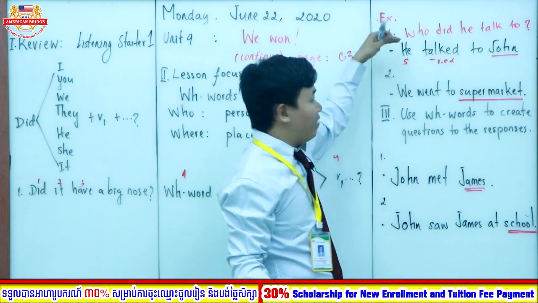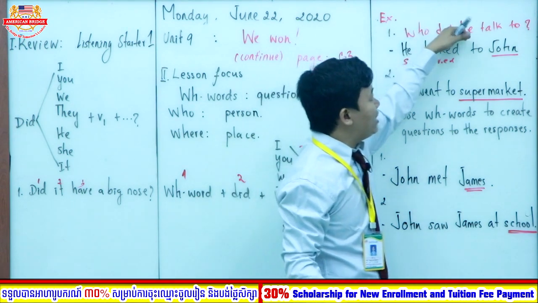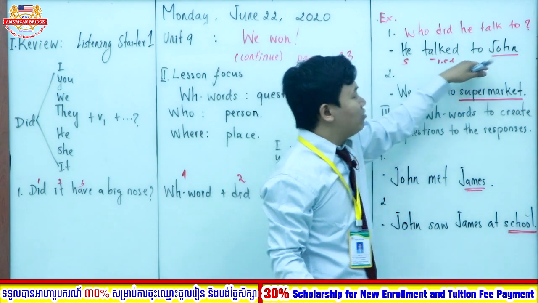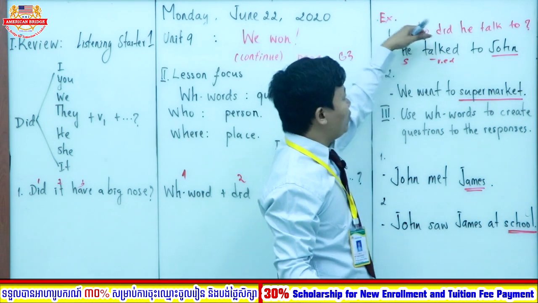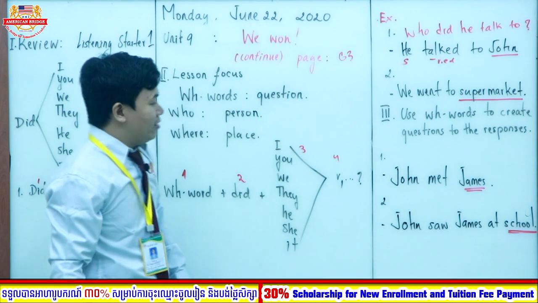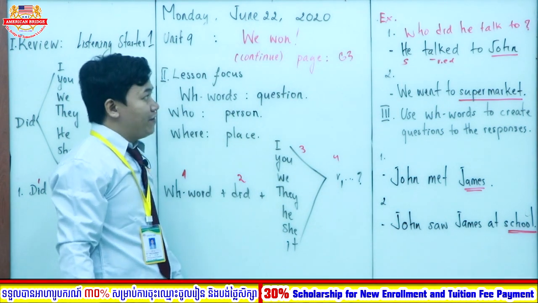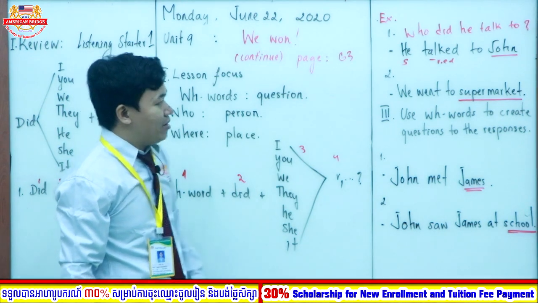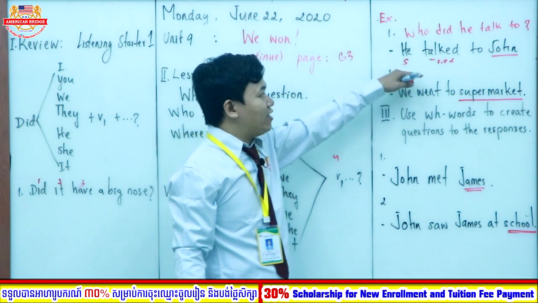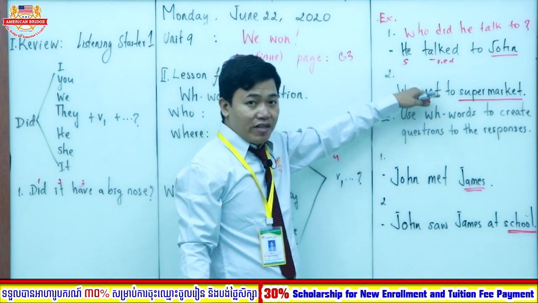So let's read together, everyone. Who did he talk to? So the response is he talked to John. Again, who did he talk to? He talked to John. Okay, so after you have understood the first example already, now we are coming to the second example. This is the response. So we will create a question to that response.